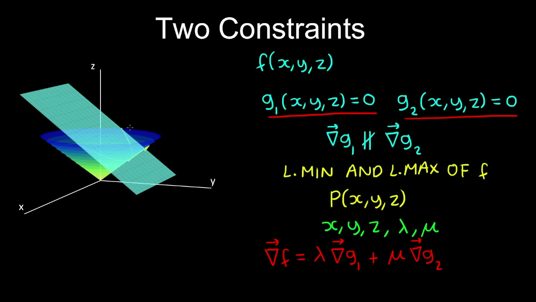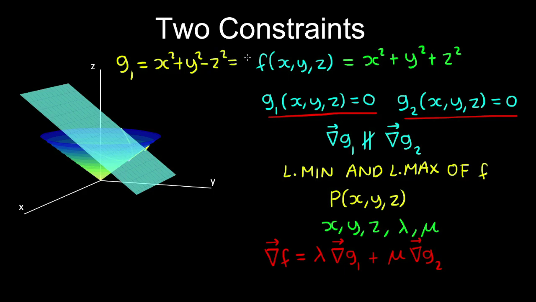So let's visualize this in an example. So if we want to find the closest distance from the origin to a point in space, our function in this case is x squared plus y squared plus z squared, which gives the squared distance from the origin to a point in space. And our constraint is the equation of the cone. So we have x squared plus y squared minus z squared is equal to 0. And the other constraint is the equation of the plane, which is y plus z minus 1 is equal to 0.